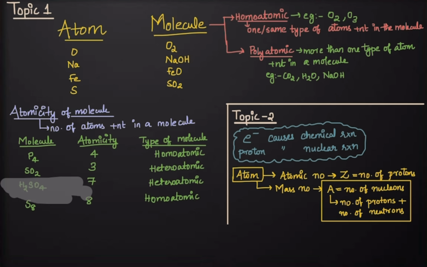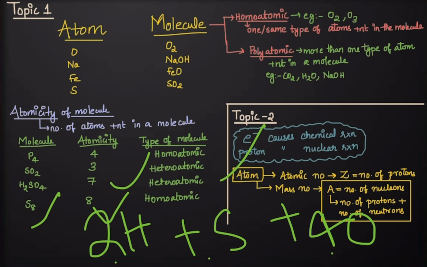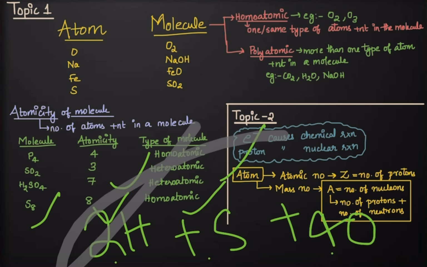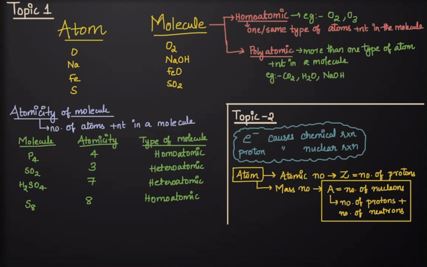In the case of H2SO4, atomicity is equal to 7. In H2SO4, 2 hydrogen plus 1 sulfur plus 4 oxygen is present. That means 2 plus 1 is 3, 3 plus 4 is equal to 7. Total 7 atoms are present. That is heteroatomic, because more than one type of atom is present. In the case of sulfur 8, 8 is the atomicity. That means 8 atoms of sulfur are present, and it is homoatomic, because only sulfur atoms are present.